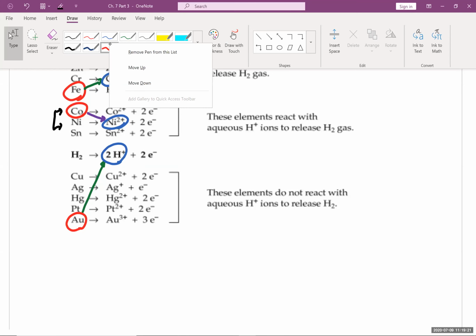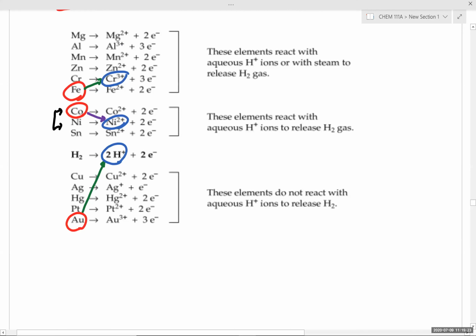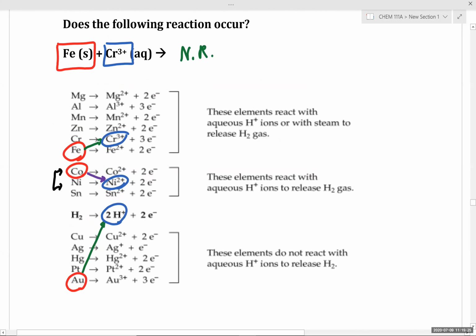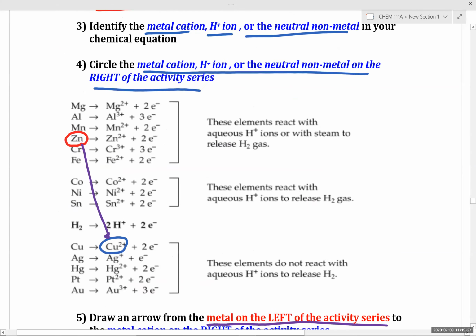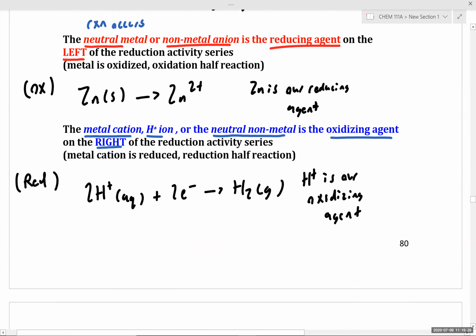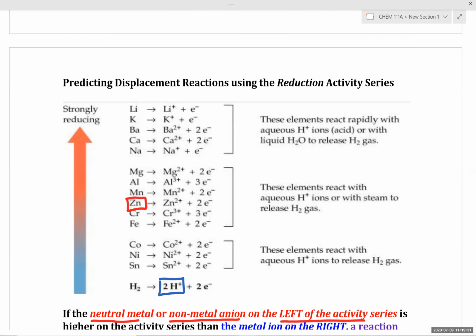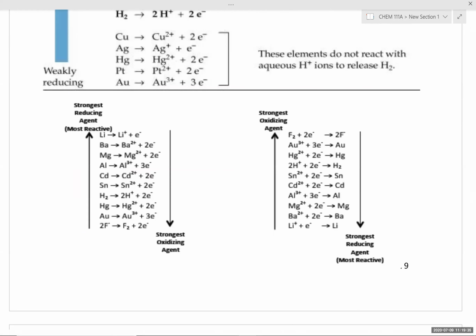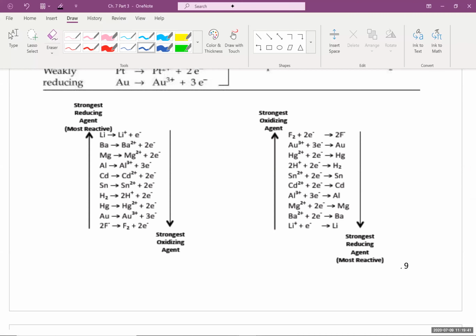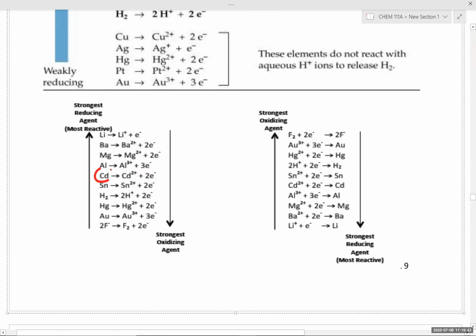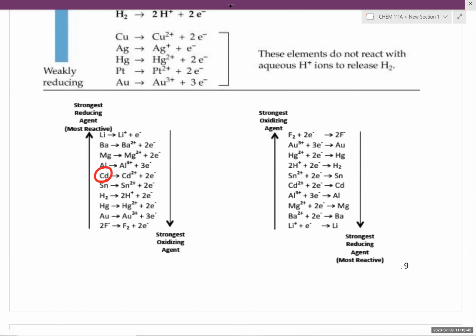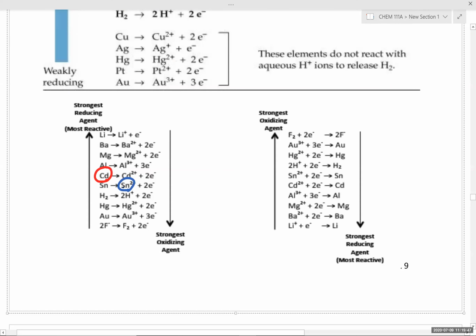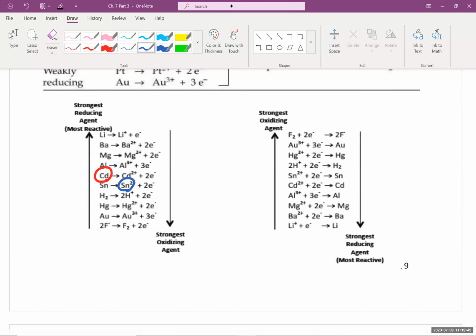We find cadmium. Cadmium is not on this one, but we have another activity series to work with. So let's go to this third activity series reference. So I find cadmium. I'm going to put a circle around cadmium. Tin, 2+, I'll put a circle around tin.